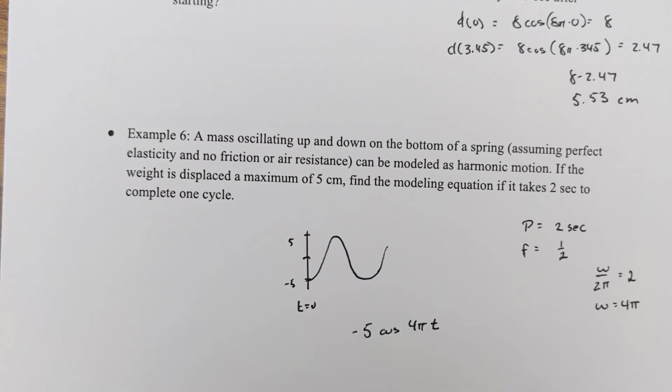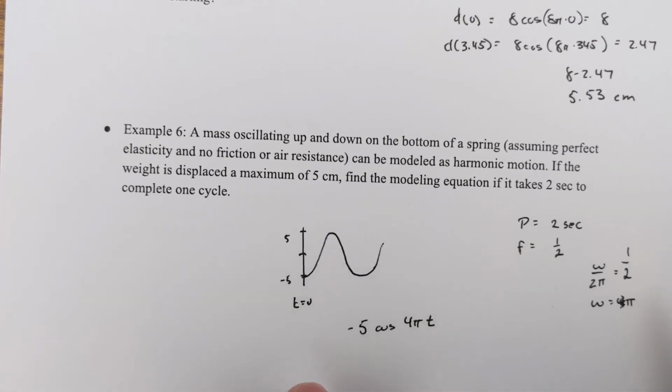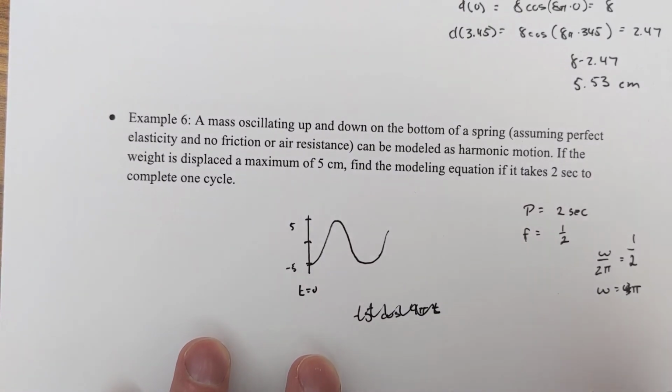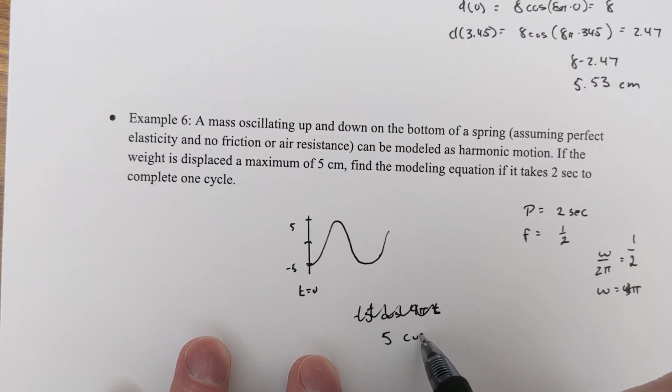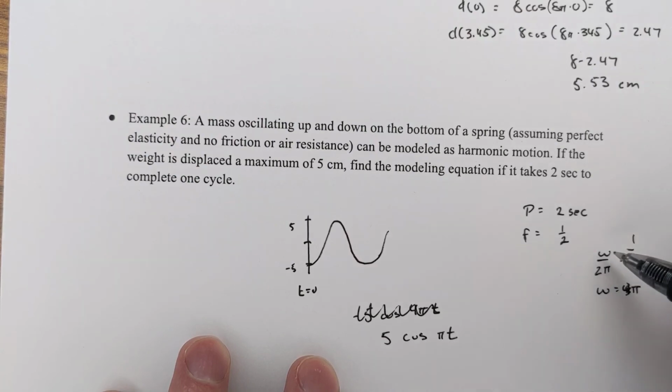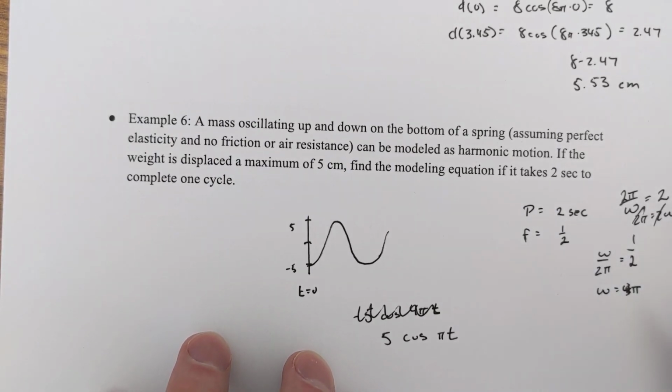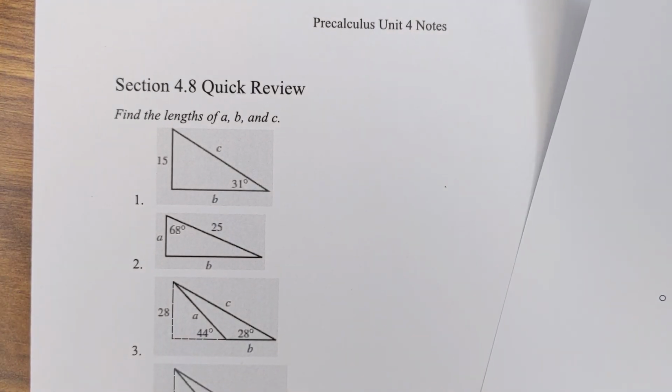Nope, I did that backwards. That should be 1/2, which means omega is just pi. So 5 cosine pi t. I keep confusing myself with the period and the frequency. Omega over 2 pi is equal to the frequency. So if I'd done it the other way, I should have done 2 pi over omega equals 2. So 2 pi equals 2 omega, so omega is pi. So be careful. And let's see what we got next. Oh, that is the end of the section.